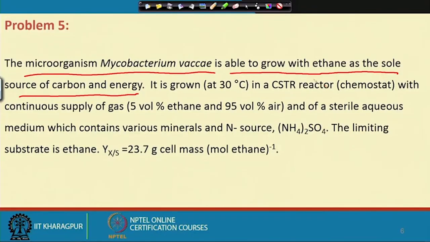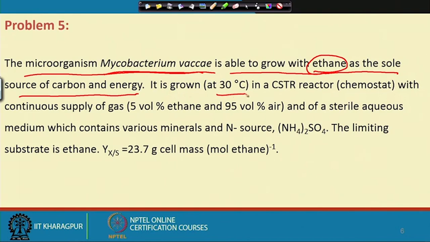Now, in our country, we have very little petroleum reserve. Whatever petroleum reserve we have will mostly be consumed in only 30 years, not more. That is why most of the crude petroleum we import from outside. Now in the petroleum producing countries, they have a lot of petroleum. They can use the hydrocarbons for the production of cell mass. So this is the problem related to that. Now they use ethane as a source of carbon. Ethane is a kind of hydrocarbon that is used for the production of Mycobacterium.